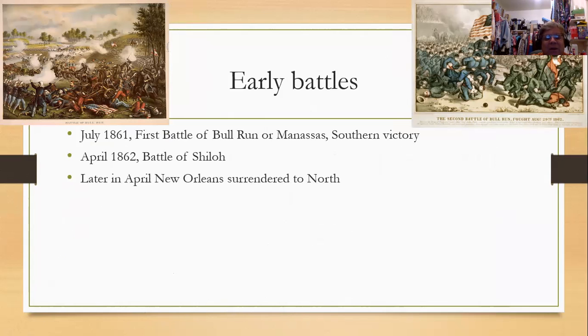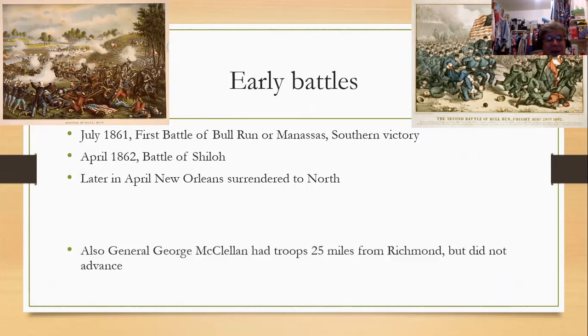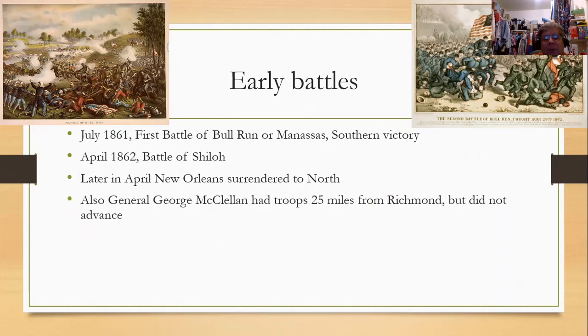You had some other battles. The Battle of Shiloh was also an early battle. And then a significant battle in April, New Orleans surrendered to the North. So the South had some victories in both Shiloh and Bull Run, but then the North captures New Orleans, which was very important because it cut off a lot of trade for the South. Also, George McClellan, who led the Union armies initially, had troops 25 miles from Richmond, the Southern capital, but he didn't advance.